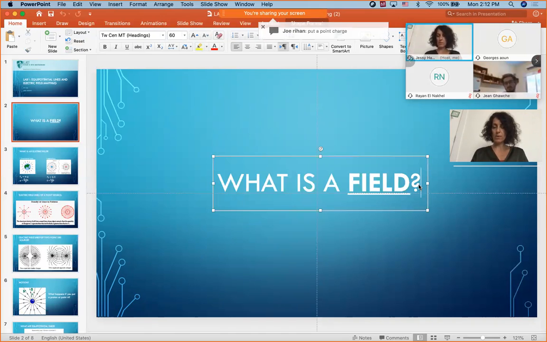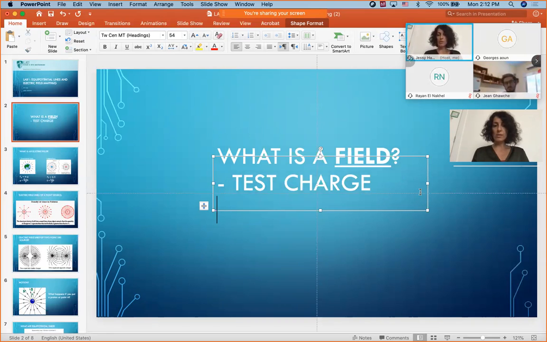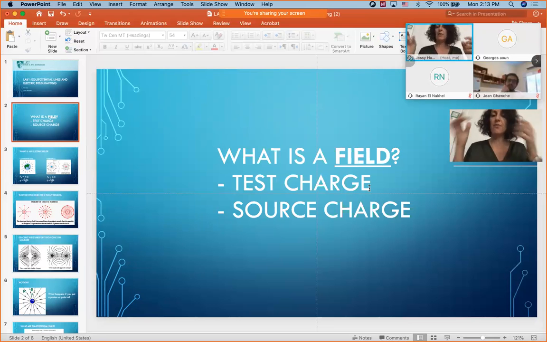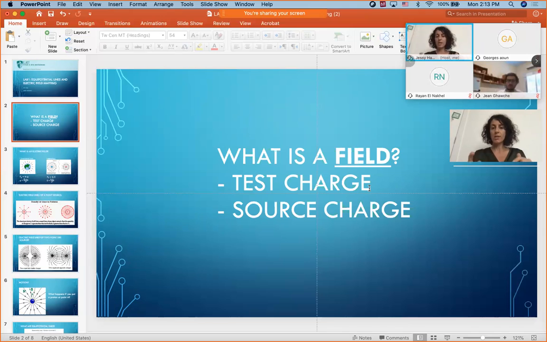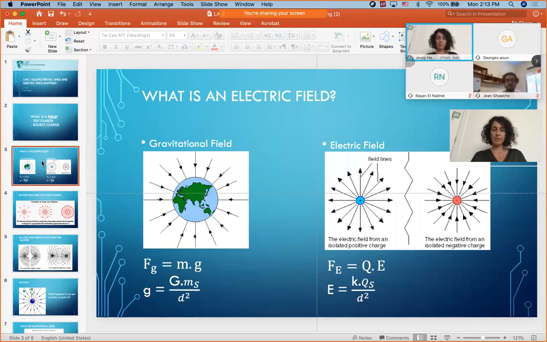Let me try to write this down. I need a test charge, and I need to understand what a source charge is as well. The source is the one that creates the field, and the test charge is the one that feels the field, that experiences the force coming from the field. Let me now stress the electric field. Let's say I have 3 sources of electric field, or not yet, this one. Let me check this one.